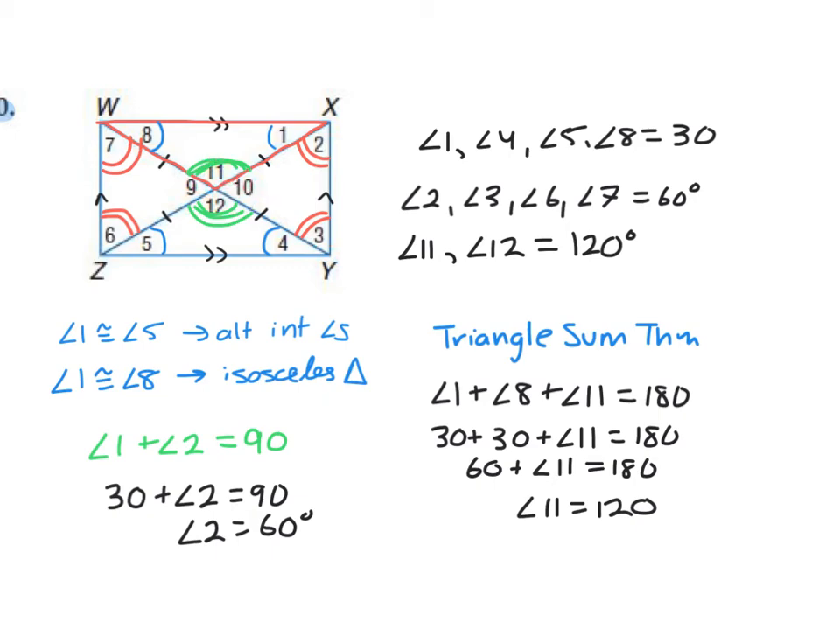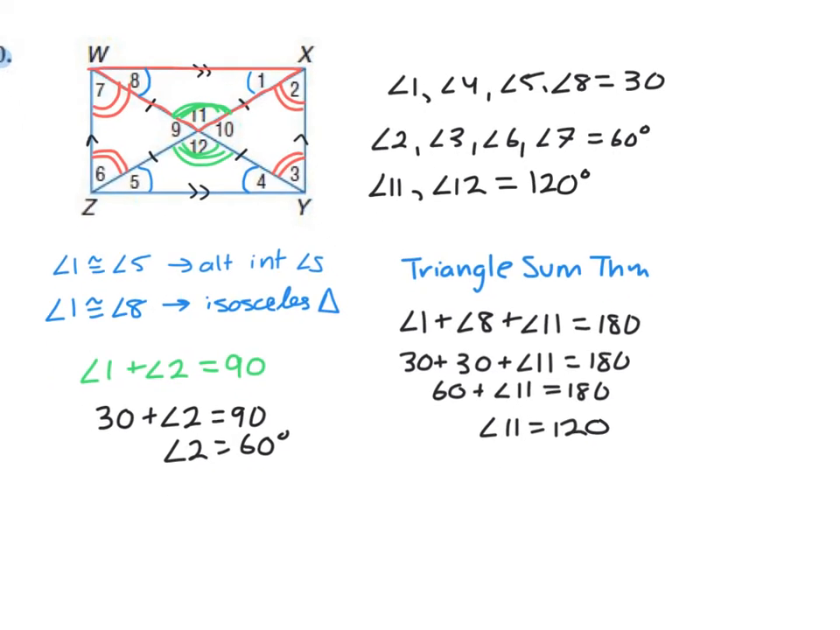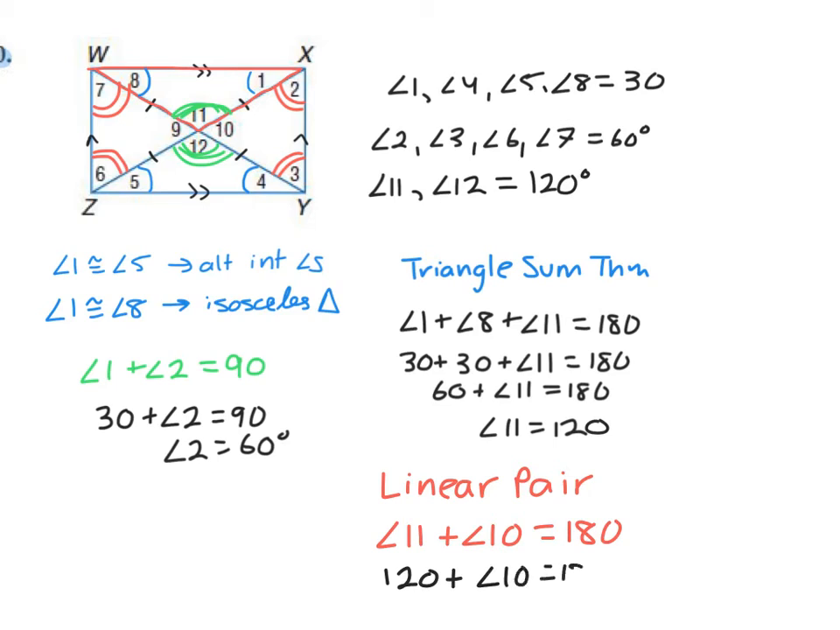We can say, let me write this down. For a linear pair, we can say angle 11 plus angle 10 should equal 180 degrees. Linear pairs are supplementary. We know that angle 11 is equal to 120. We just found that. And so we can solve for angle 10.